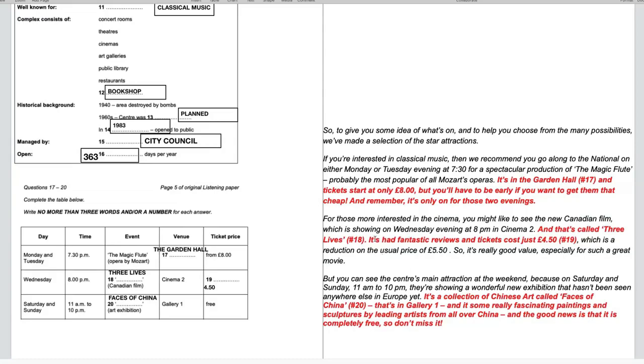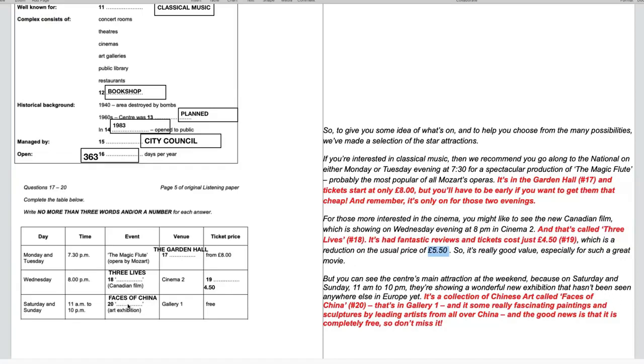Then immediately after, it says it had fantastic reviews. Tickets cost just $4.50. Keep in mind, you'll have to put the pound sign just like you see here, or the dollar sign if that is the correct currency. And keep in mind that the transcript tries to confuse you, which is a common trick in the IELTS exam. It said here immediately after 5:50, and they do that on purpose because they know that people will have gotten lost and they'll just be blindly listening. So they'll throw out a couple of prices or a couple of numbers just to confuse you. So always make sure you're listening actively and you're listening attentively.